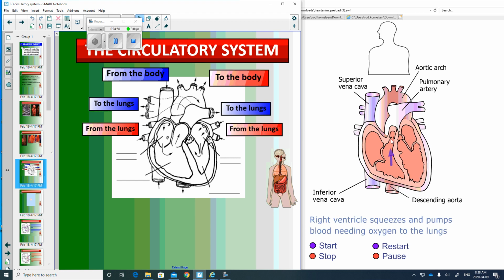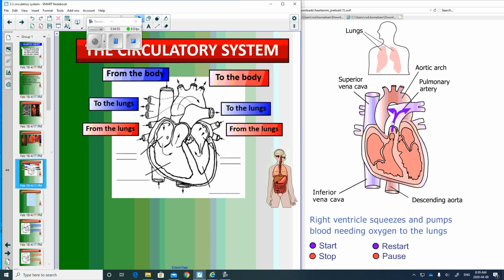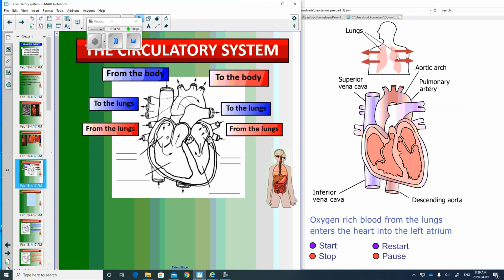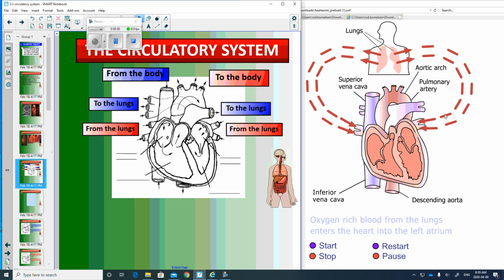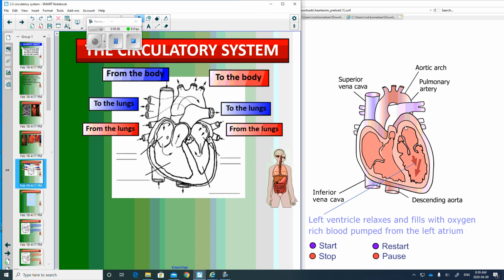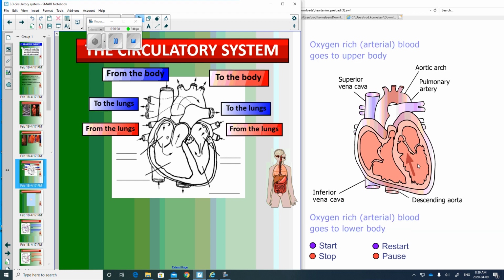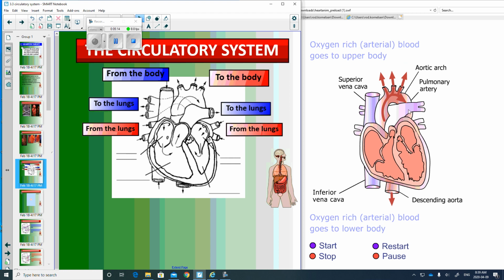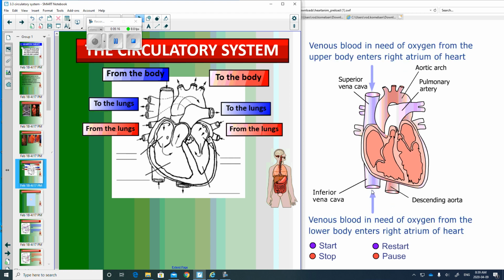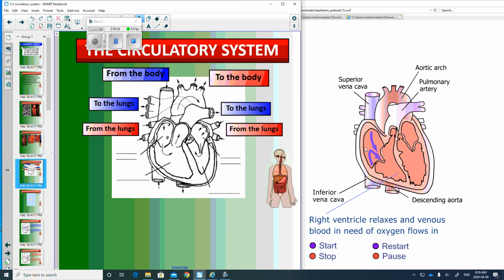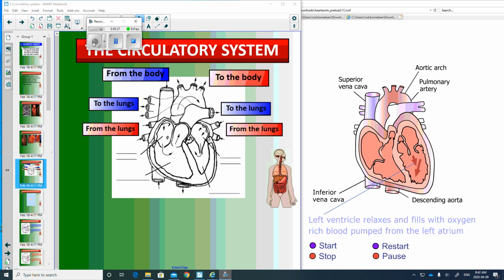The right ventricle contracts and moves that deoxygenated blood to the lungs where it picks up oxygen and returns into the left atrium and left ventricle. You're wondering why it looks like I've got my rights and lefts mixed up on the screen. Remember, we're looking at this heart as if a person is facing you. So when they are facing you, their right-hand side is on your left, and their left-hand side is on your right. So I'll move on.